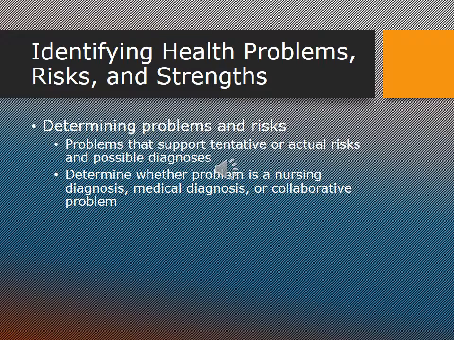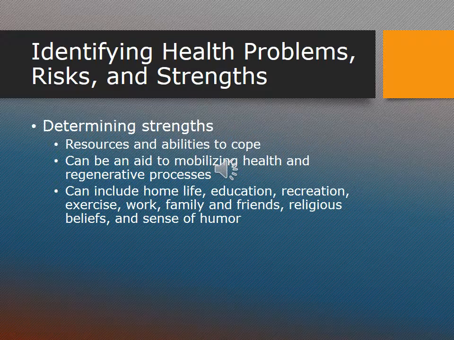We also identify health problems, risks, and strengths. We determine the problems and the risks, problems that support the tentative or actual risk and possible diagnoses, and we determine whether a problem is a nursing problem. Can we handle it independently? Is it a medical diagnosis or a collaborative problem that we're going to work with a physician on? We also determine your patient's strengths, their resources, and their abilities to cope. That can really be helpful to mobilize health in the regenerative process. We're always going to draw on someone's strengths. That can include things like their home life, their educational background, what they do for recreation or exercise, their work, their family and friends, religious beliefs, and a sense of humor when appropriate.